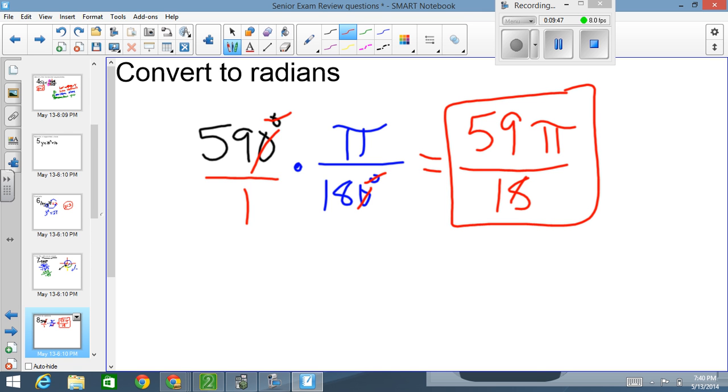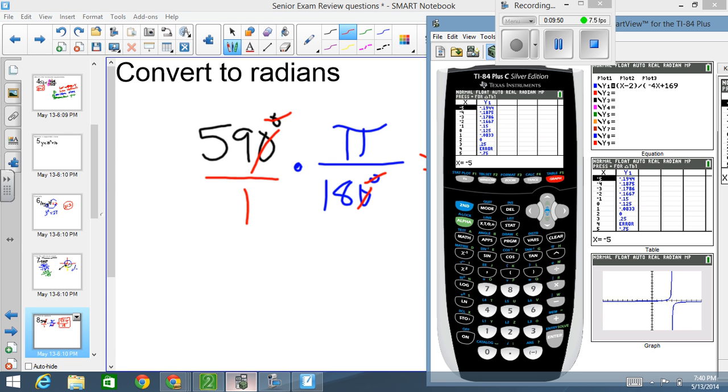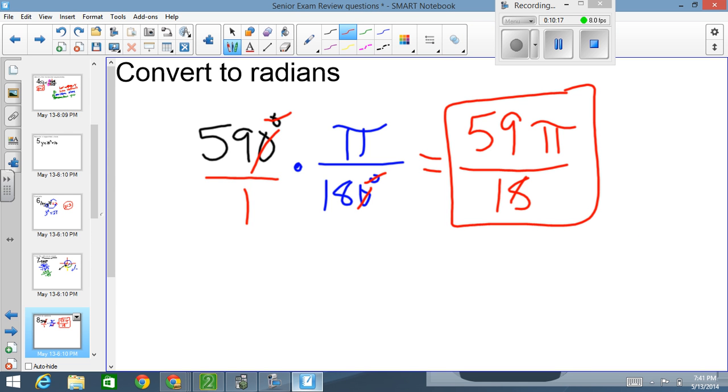Now, in case you're not great with your reducing, if you grab your calculator, if needed in this situation, and do 590 divided by 180 and hit enter, it gives you that nasty decimal. Math, enter, enter, changes that back to 59 over 18 for you. But for this one, you shouldn't have to go to that extent. That should jump out at you a little bit.